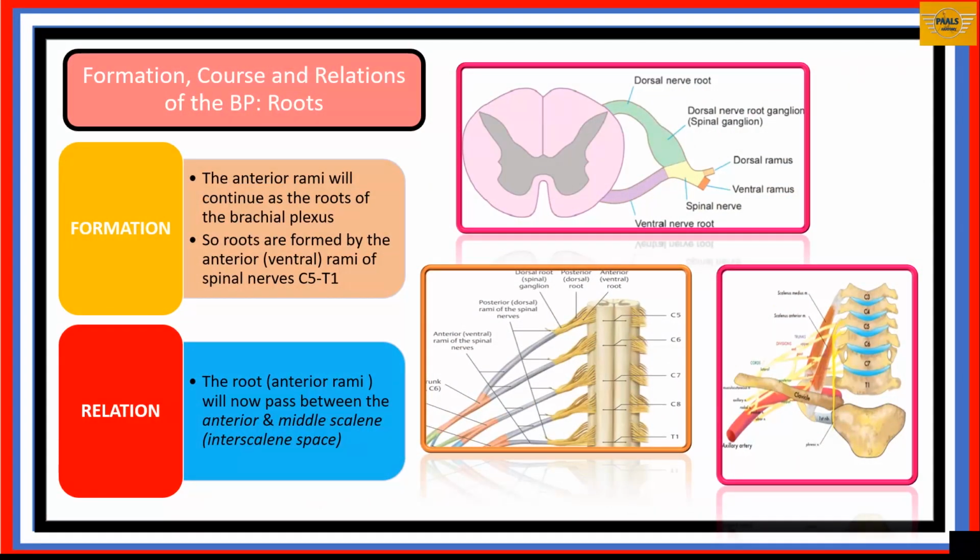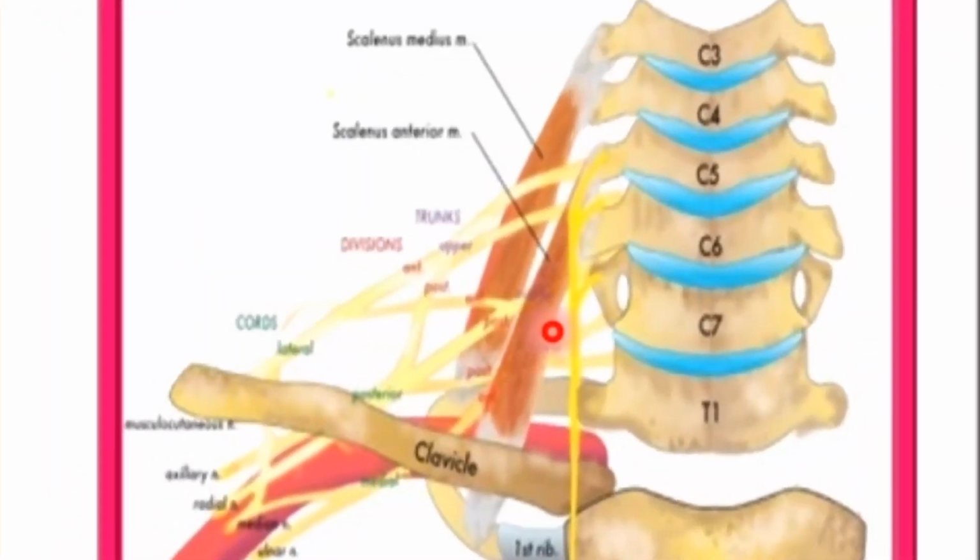So in this slide, we'll be looking at the formation and we'll also look at the relation. For the formation, we already know they are from the spinal nerves C5 to T1. Which of the rami? The anterior rami. Now for the relation, we've already said that the roots are seen in between two muscles, and then there's a space there, and we call this space the interscalene space. This picture here gives us a good illustration. Here is the anterior scalene, and that's the middle scalene, and in between is the interscalene space, and we can see the roots emerging from this space.